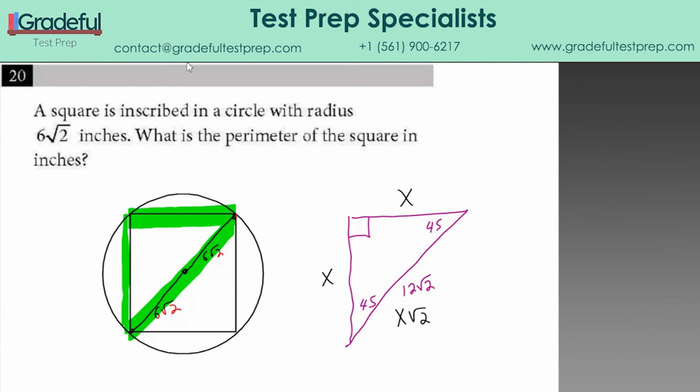Now the side that's equal to x√2 we already knew was equal to 12√2. So that's telling us that x is 12, and we just figured out that the side lengths of the square are 12. So if the square has sides of 12, what's the perimeter of the square? 48, and that's our answer for number 20.